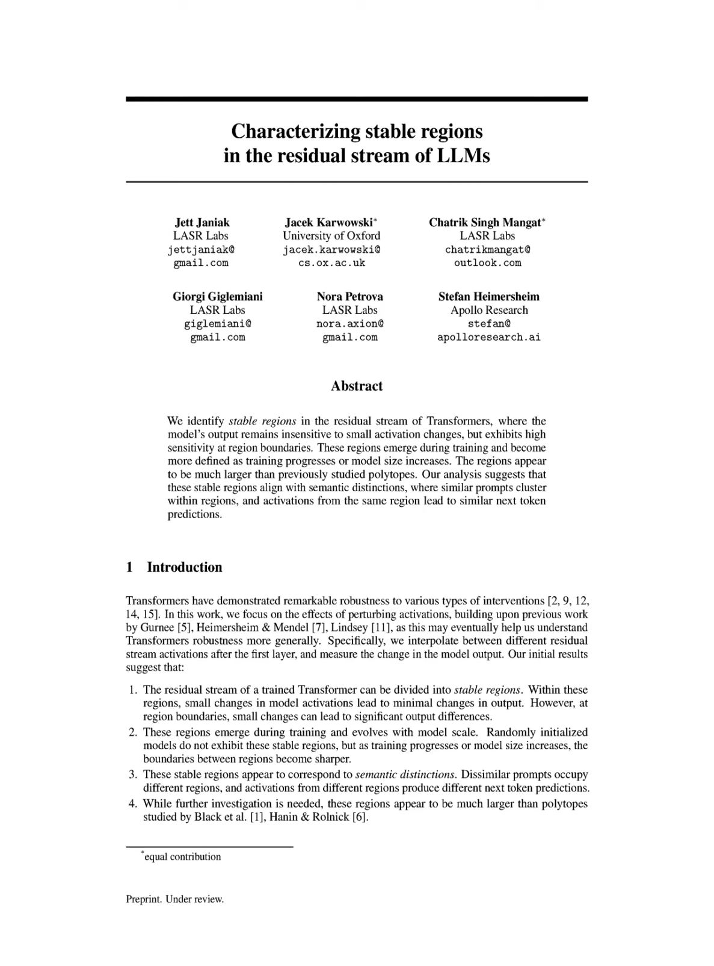Our method aims to solve the problem of understanding the stability of transformer model activations by identifying and analyzing stable regions within the residual stream after the first layer. We specifically investigate how small perturbations in activations affect model outputs, revealing that these stable regions can lead to minimal changes in output when within the same region, but significant changes at the boundaries.